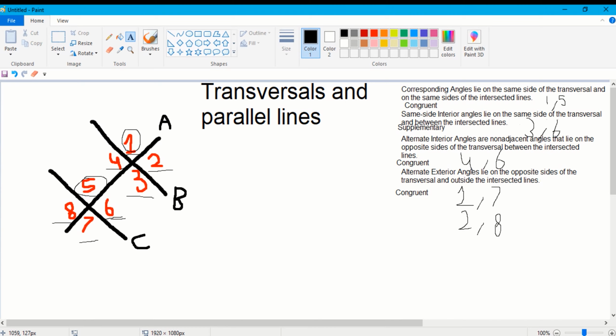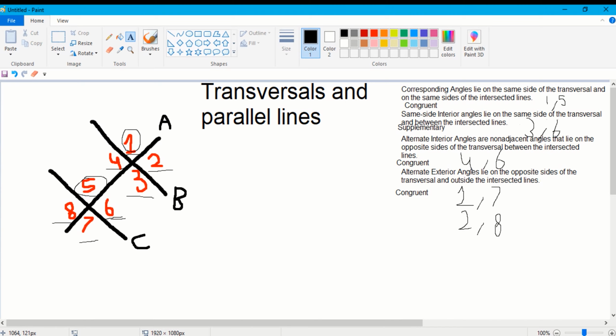So let's do a quick recap. So first of all, transversals are lines that cross at least two or more parallel lines. Parallel lines are lines that will never intersect each other. Corresponding angles lie on the same side of the transversal and on the same side of the intersected lines, like for example angle 1 and 5. Same side interior angles lie on the same side of the transversal and between the intersected lines, for example angles 3 and 6.